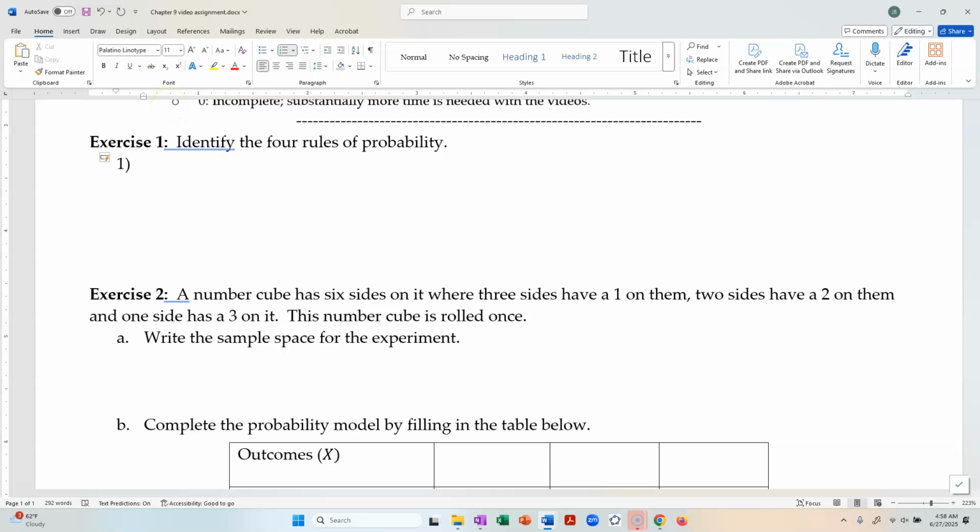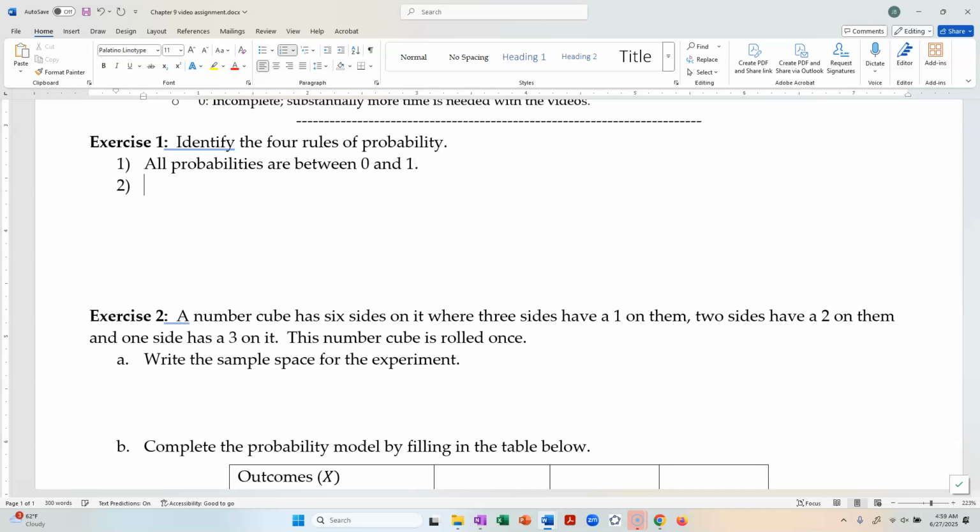First exercise, it says identify the 4 rules of probability. So first, all probabilities are between 0 and 1, right? They're a percentage, or you can rewrite them as a percentage, right? But they should all be decimals between 0 and 1. Next thing is all, or I should say, the sum of all probabilities.